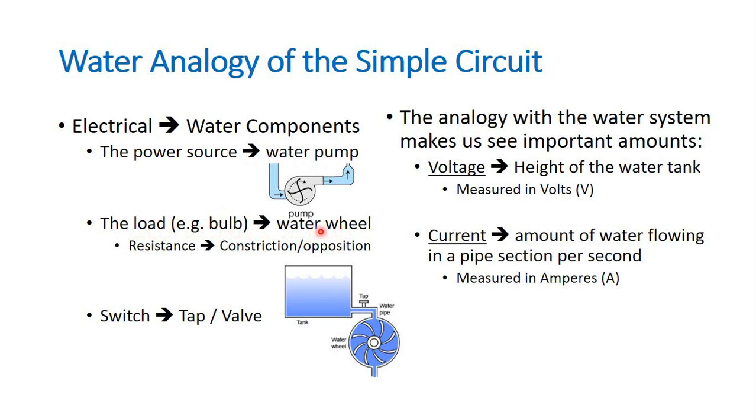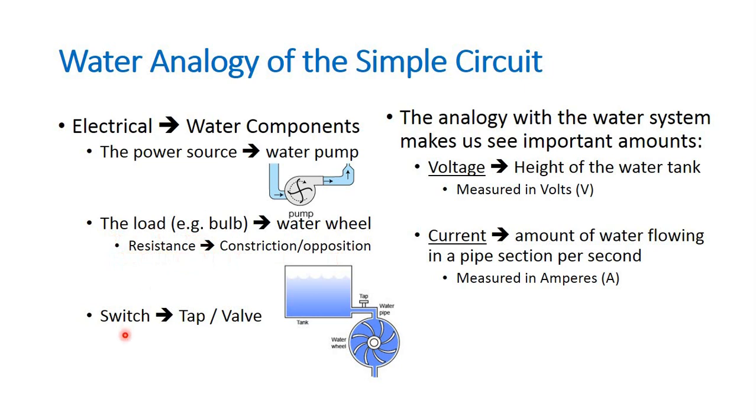Notice that water wheels will cause some constriction to the passage of water through the pipes. It will cause some kind of opposition that slows the water or makes it difficult for the water to pass by. This is why the load is also named as resistance, as we saw in video number 1 in our electrical systems.